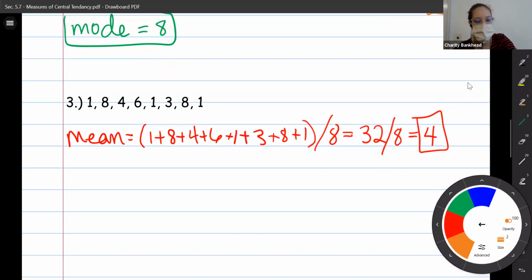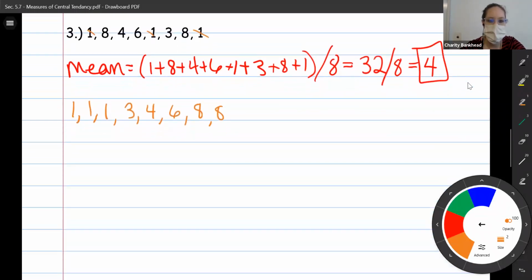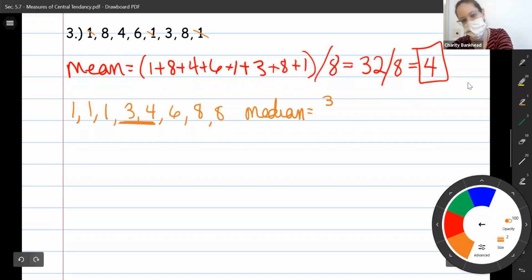To get the median, I'm going to line everything up from smallest to largest. So I have 1, 1, 1, and then I have 3, 4, 6, 8, 8. Again, there's 8 numbers in this list. 8 is an even number, so I'm going to have to take my 2 middle numbers and average them. In this case, that's going to be 3 and 4. So the median would be equal to 3 plus 4 divided by 2, which equals 7 over 2, which equals 3.5.